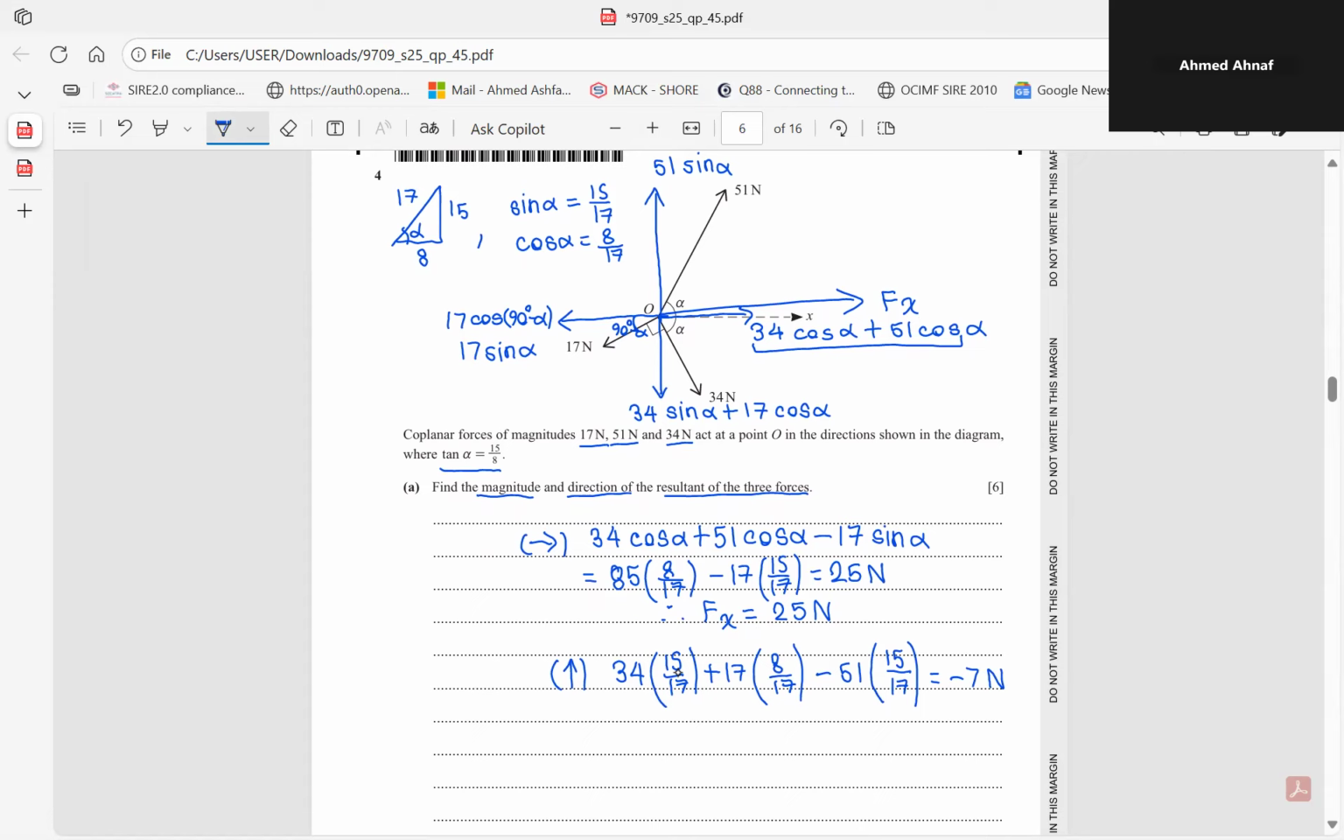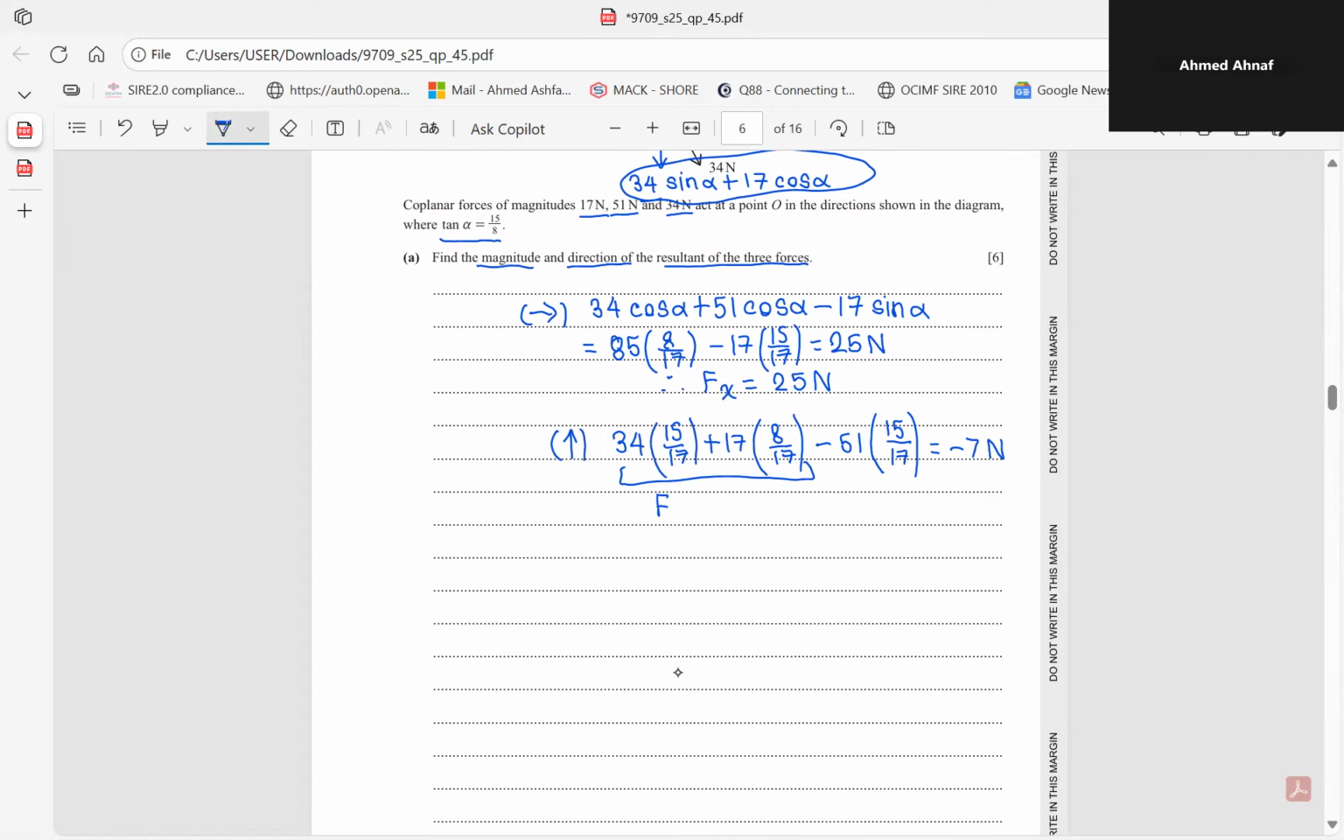So if we get a minus, that means it's not going to be acting in the direction of the first force that we took. So we assumed that this one was bigger, but it's not. So we got a negative answer. Hence, the resultant force, the vertical component, will be acting here. So this is Fy. Hence, Fy is equal to 7 newtons.